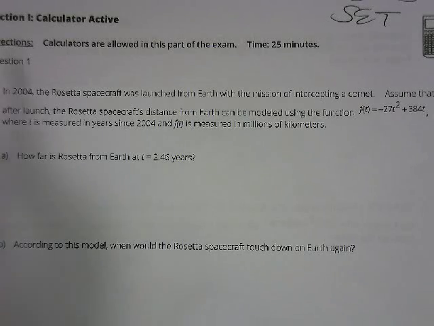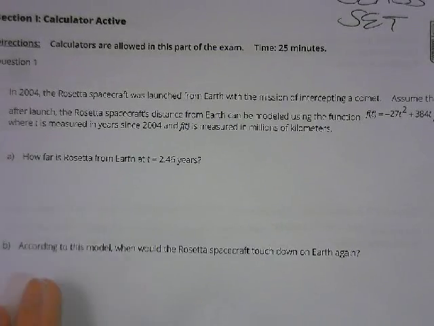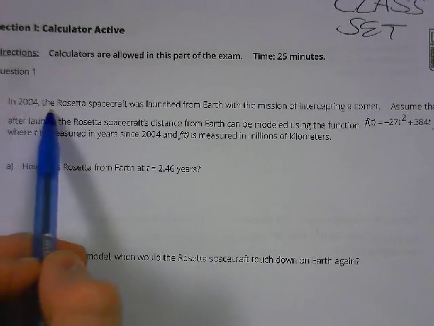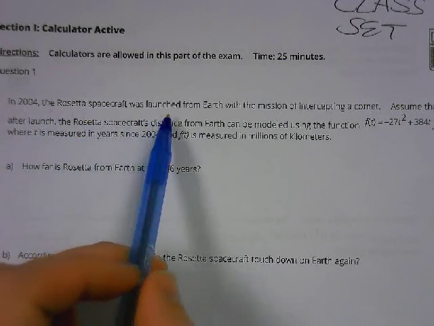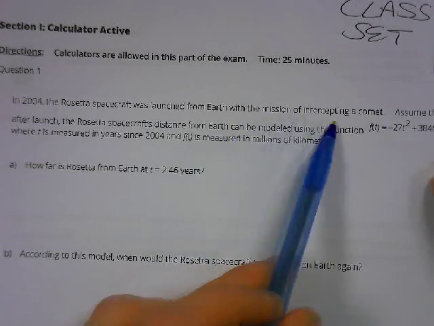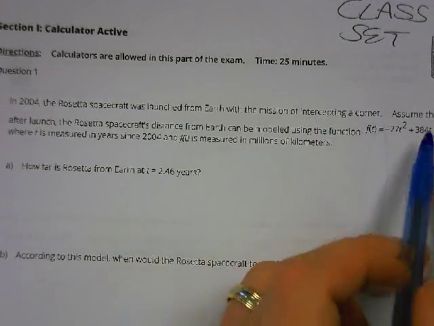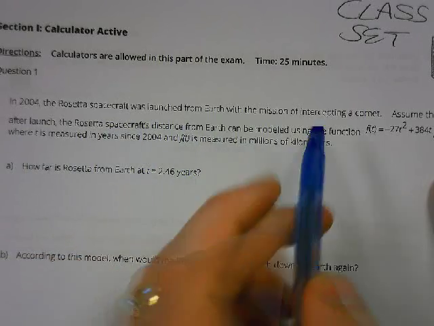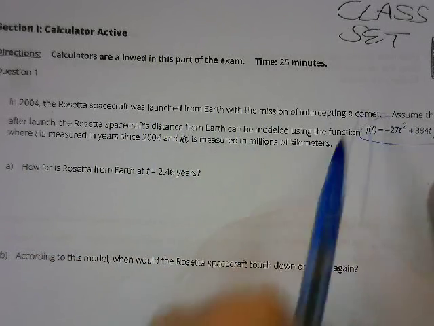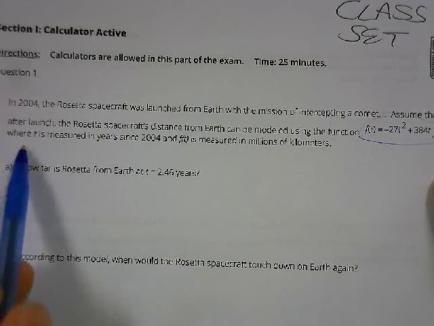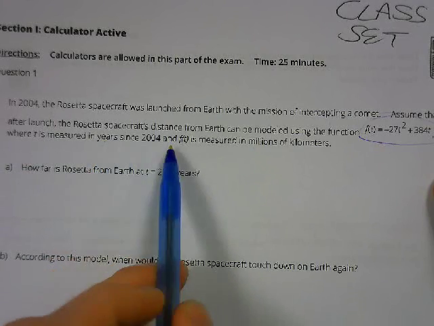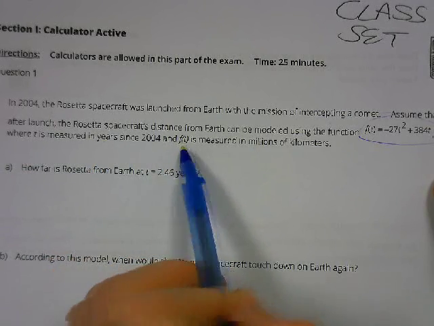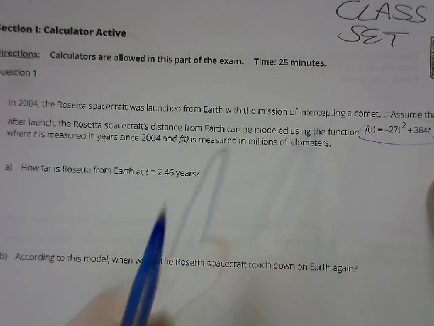Hi everybody, today we're going to work through the free response for our practice here. We have, in 2004, a spacecraft that was launched and it needs to intercept a comet. So we're going to assume that the spacecraft's distance from Earth is this function here, where t is measured in years since 2004, and the y variable f of t is measured in millions of kilometers.